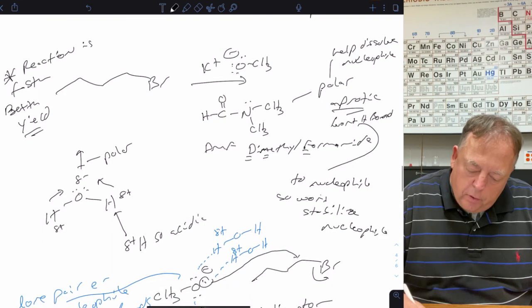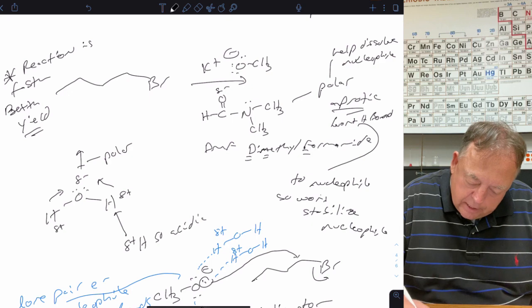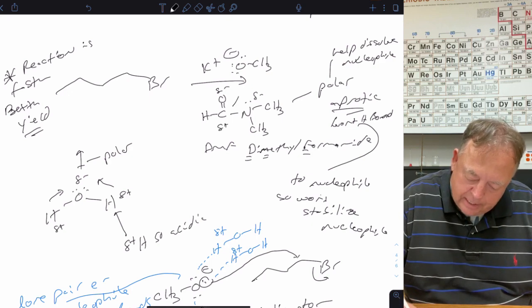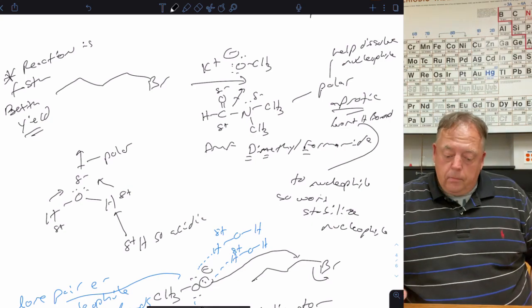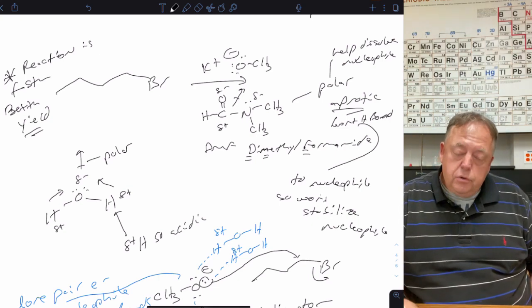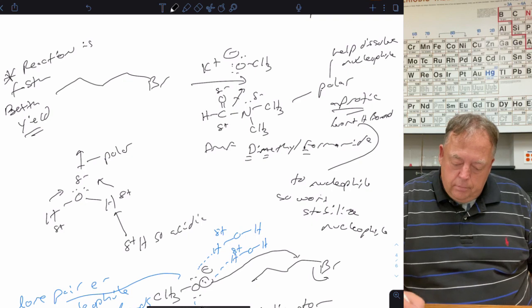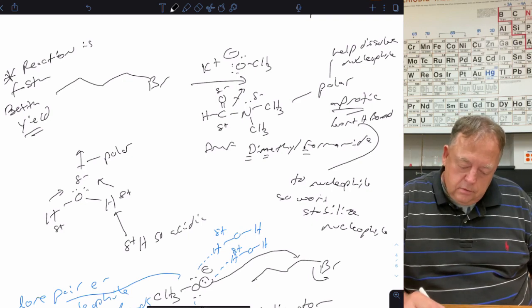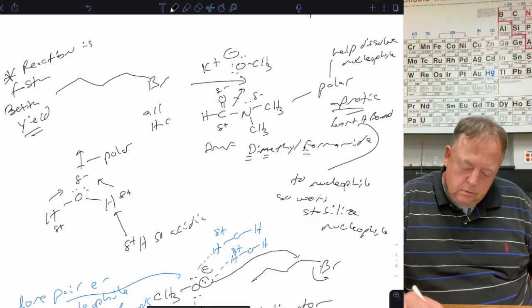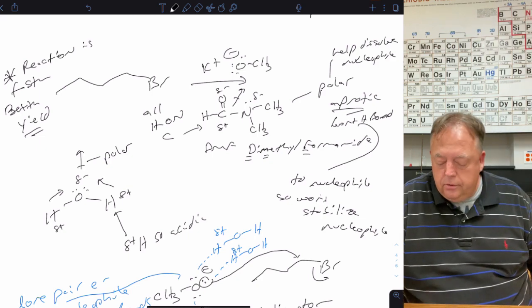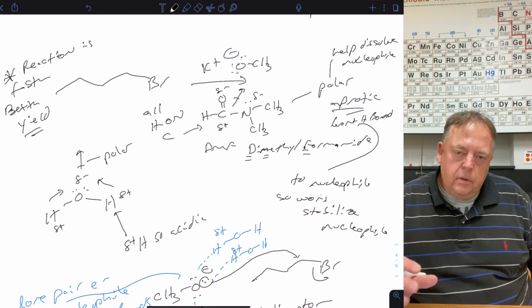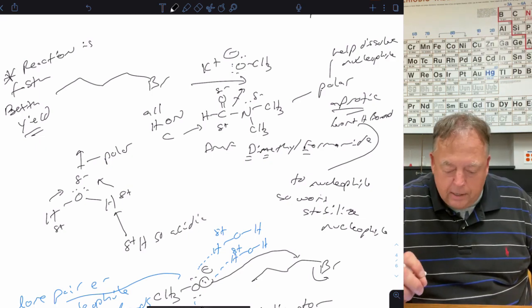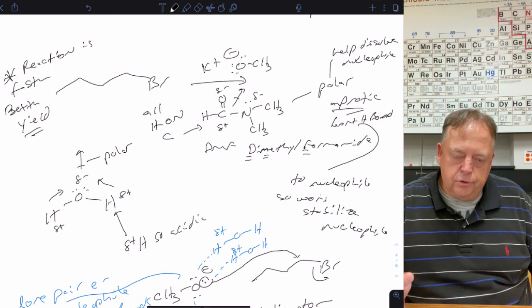So why is DMF polar? Well, obviously oxygen's partial negative, carbon's partial positive, nitrogen's partial negative, right? The molecule has a dipole moment. So it's a polar molecule, and that's going to help dissolve the nucleophile, which is polar. But all of the hydrogens are on carbon in your solvent, so none of them have a significant partial positive charge, so they can't hydrogen bond to your nucleophile.